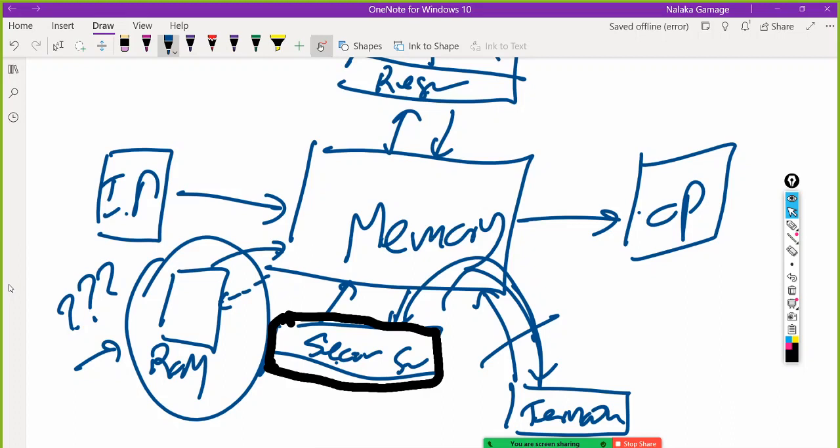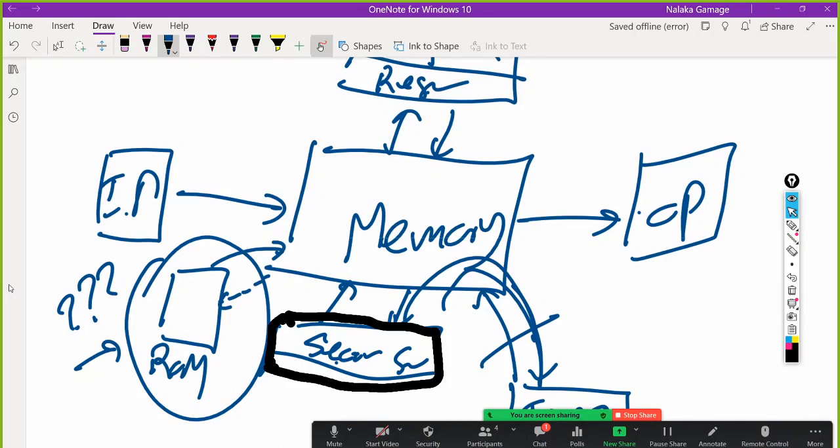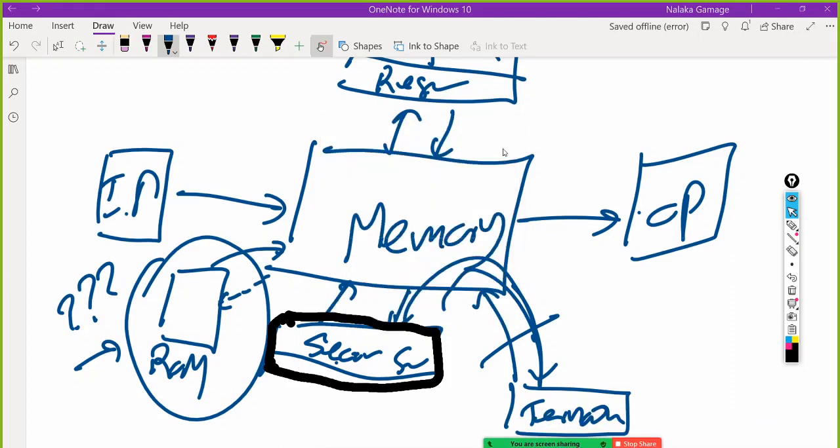So your ROM contains all the instructions. Which instructions? Computer instructions. Then why do you need programs if everything is in the ROM? Your programs are in your secondary storage. My Photoshop is here. So some instructions are also there, but not all the instructions, right? Most of the instructions are in your secondary storage, that is your programs and your operating system.